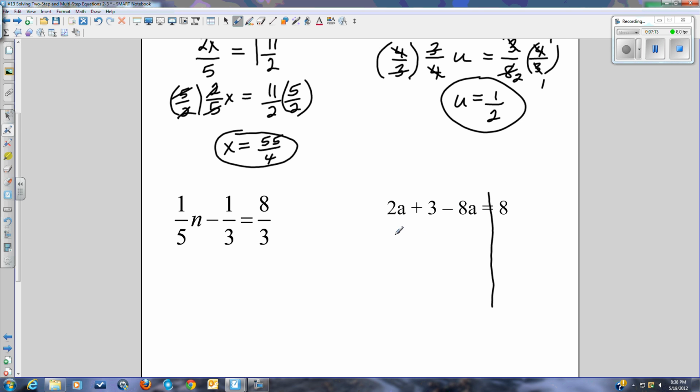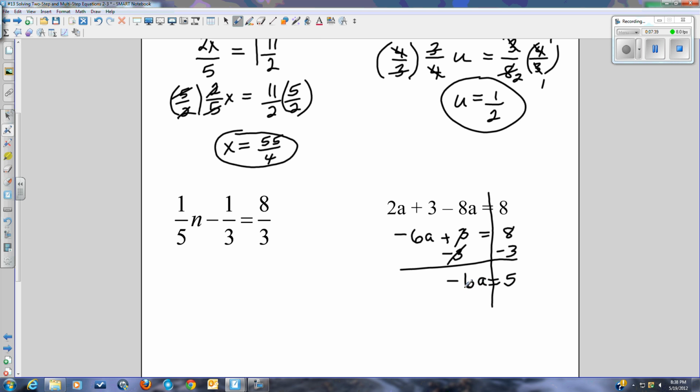2a minus 8a gives us negative 6a plus 3 equals 8. We want to get a alone. So now we're back to solving, just like we were before. The opposite of adding 3 is subtracting 3. Do the addition and subtraction first. 3's cancel, so we're left with negative 6a equals 5.